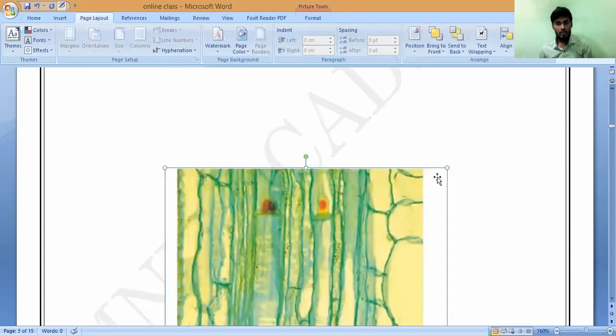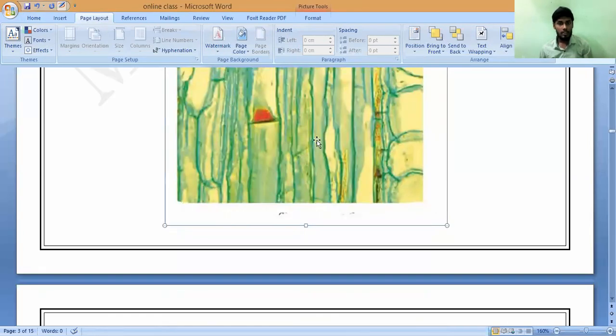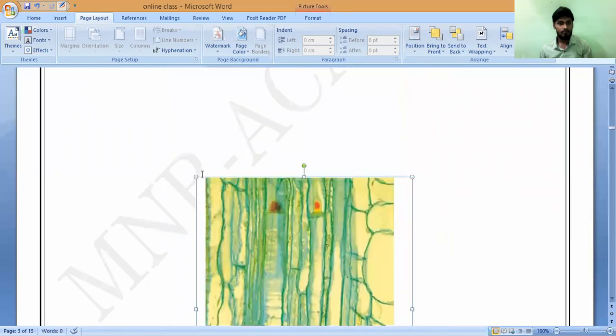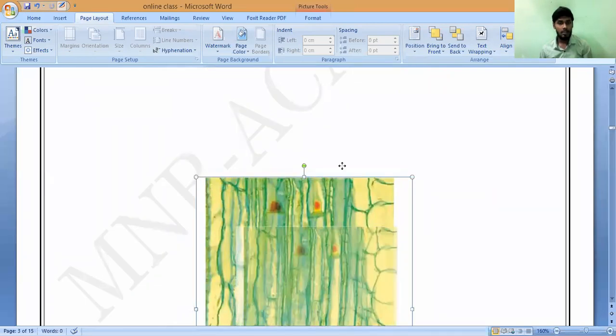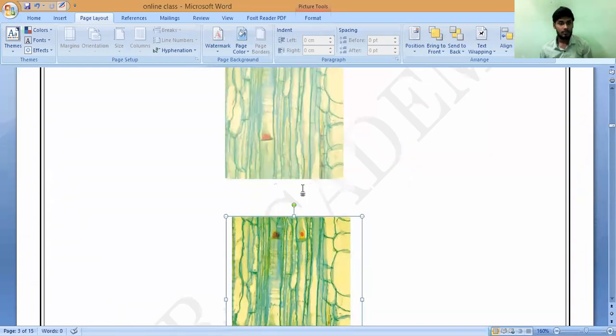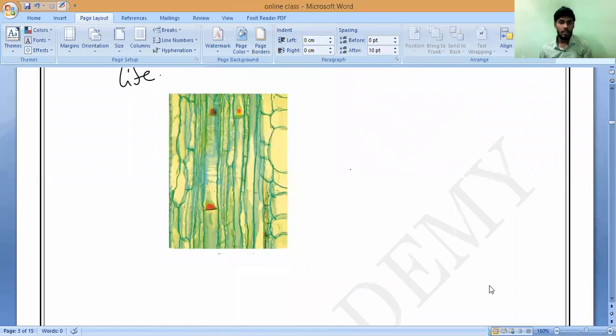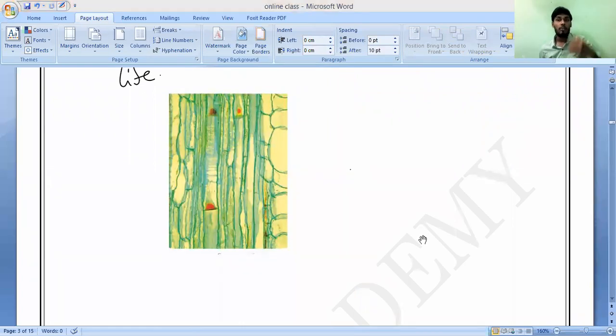All of you observe this picture. What is this picture? Can you say? Anybody? What is this picture? Phloem. Observe very carefully. What can we call this picture? A micrograph of longitudinal section through phloem tissue.